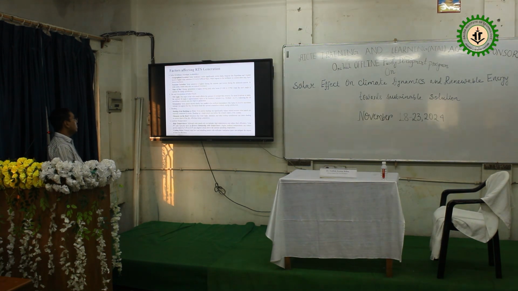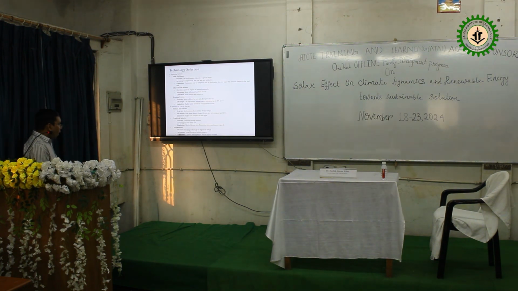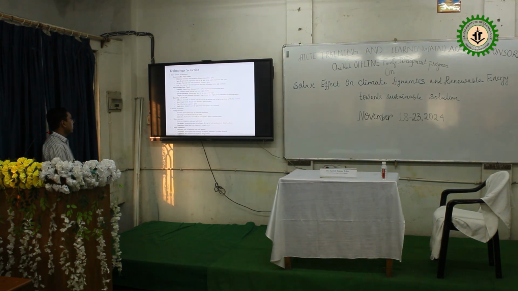So, technology selection. For technology selection, you have to basically decide the solar mounting structure and the tilt angle. First, the survey is required, and based on the survey you have to decide all the things. Which solar panels you will install: monocrystalline, polycrystalline, or thin film. Which inverter technology you will use: microinverter, string inverter, or power optimizer if you want. The hybrid inverter is also going to be done.